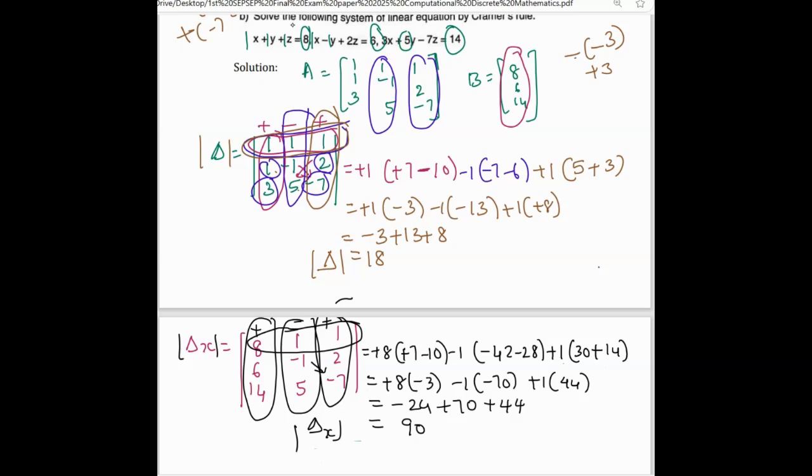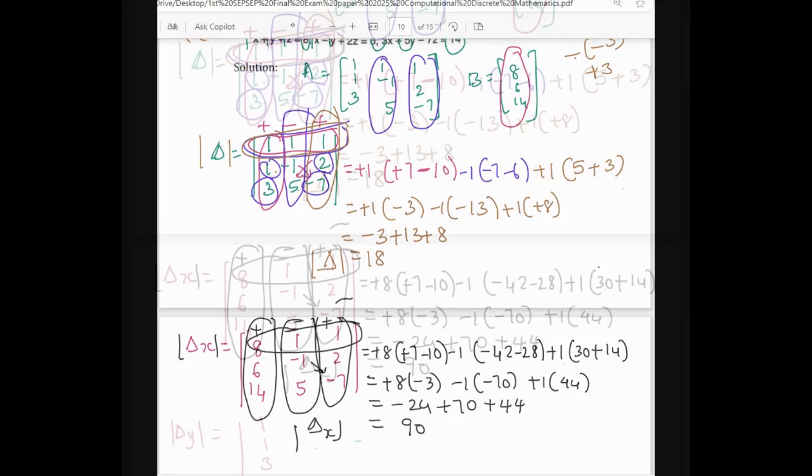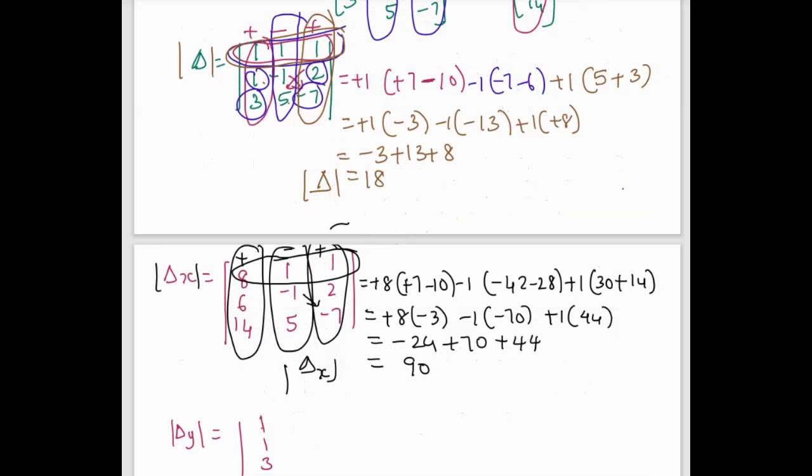Okay, then you go for delta y. What will be delta y? Delta y will be 8, 6, and 14.